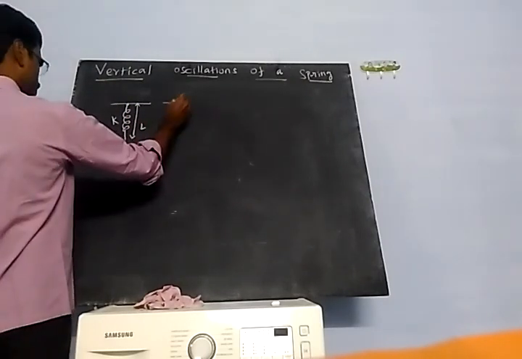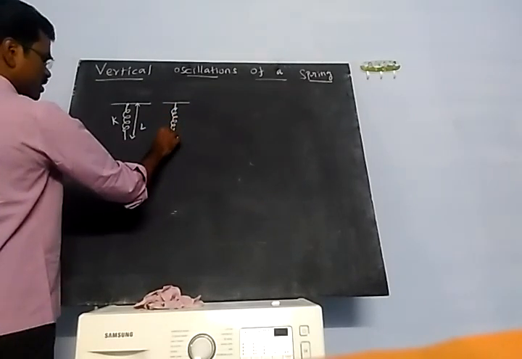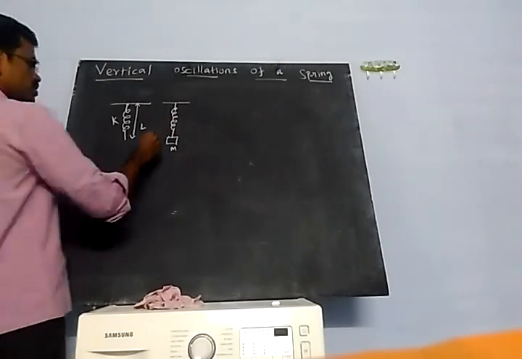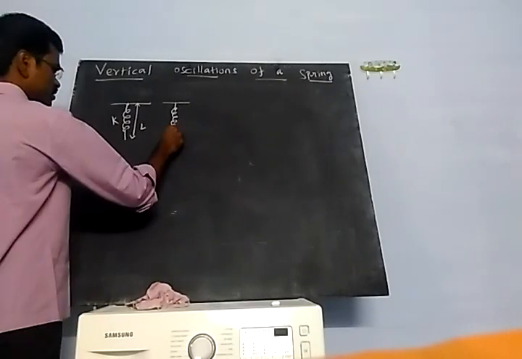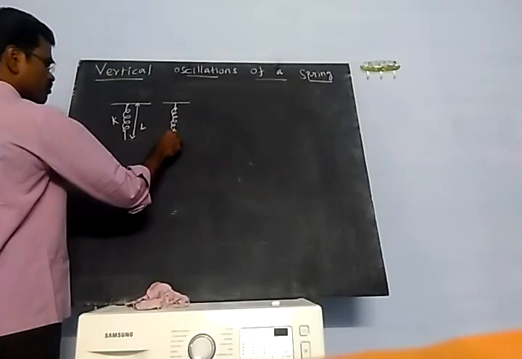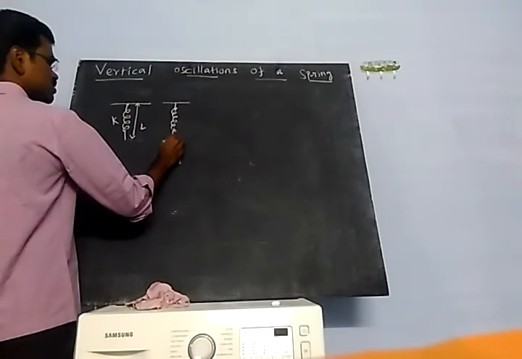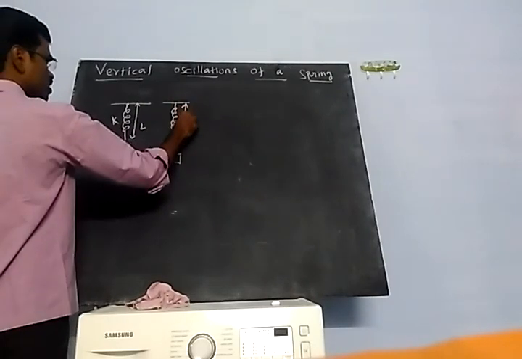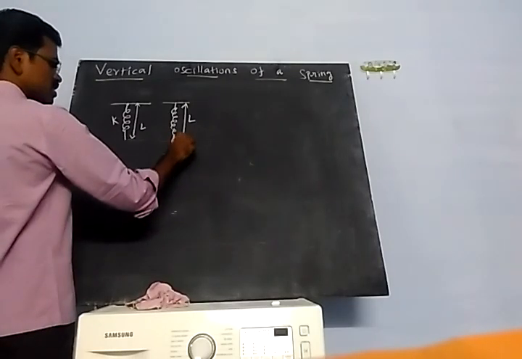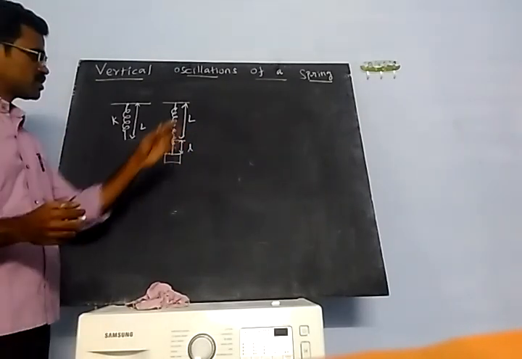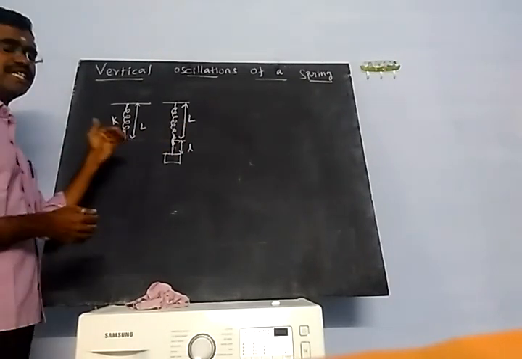Now you can attach one mass. That mass is m. Up to this, the length of the spring is capital L, and it will be displaced by some length, small l. So this will be up to the equilibrium position.